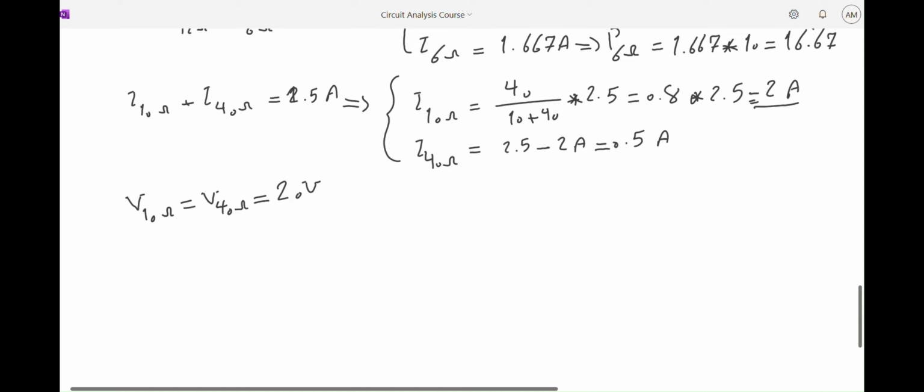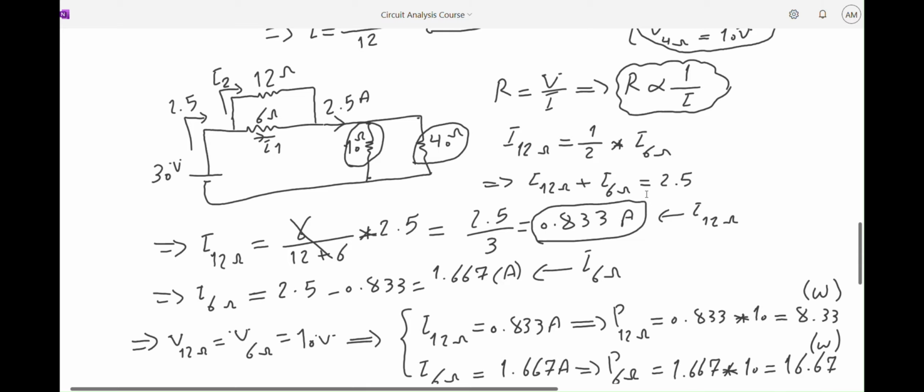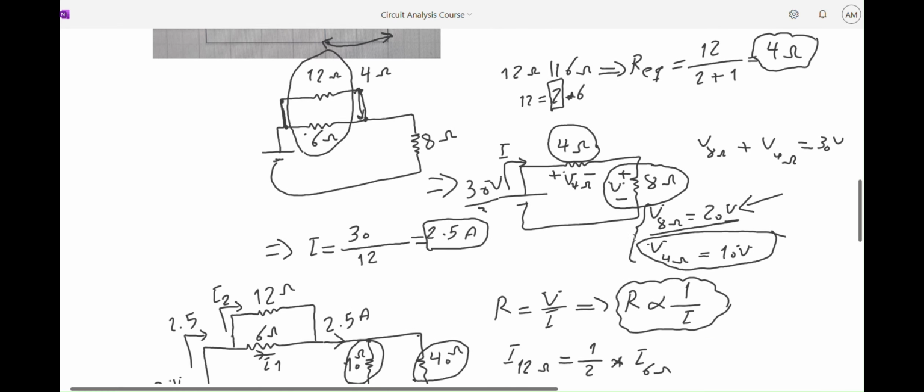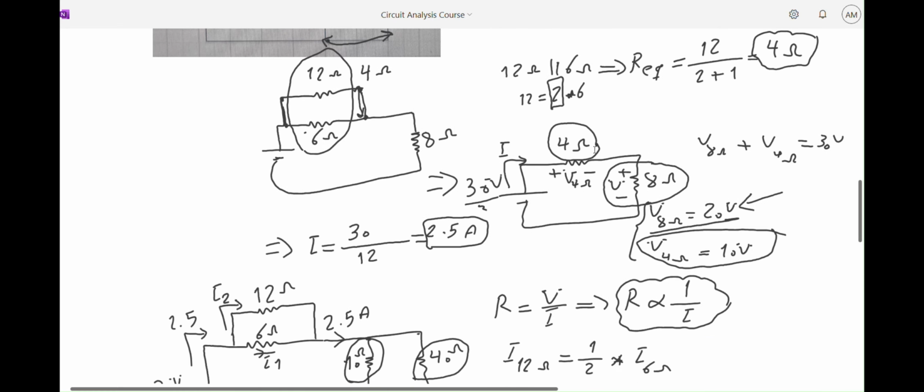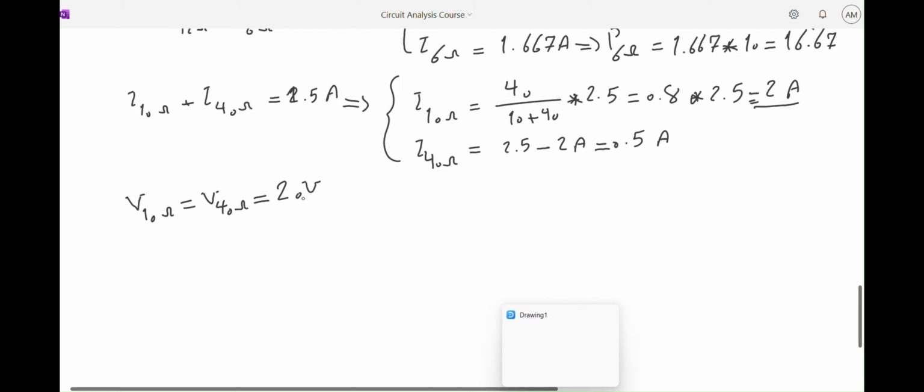Again, if you guys want to remember, I will refer you to the equivalent circuit, this circuit over here, that we simplified. This resistor of 8 ohm is equivalent of 10 and 40, and the voltage across it was 20 volts. And this 4 ohm was the equivalent of 12 and 6, and the voltage across it was 10 volts. So here, the last step is to calculate the power.